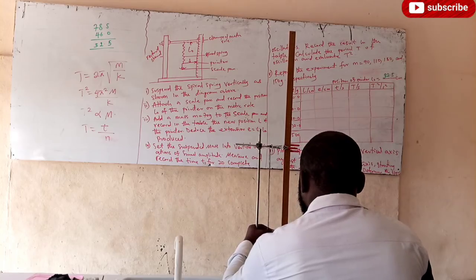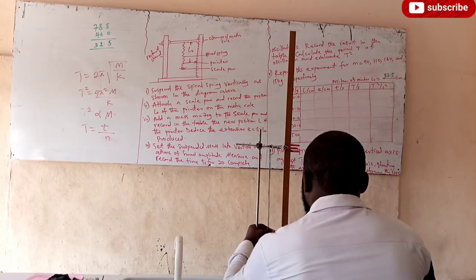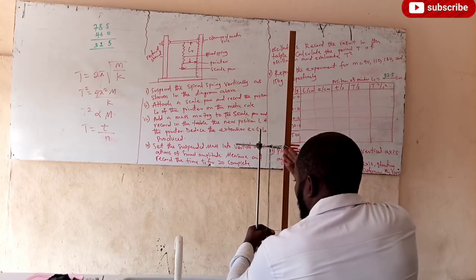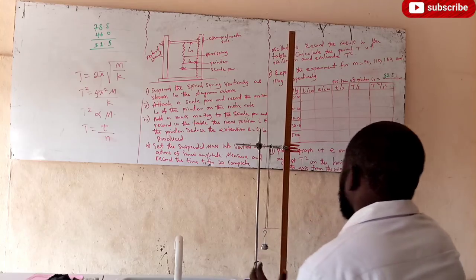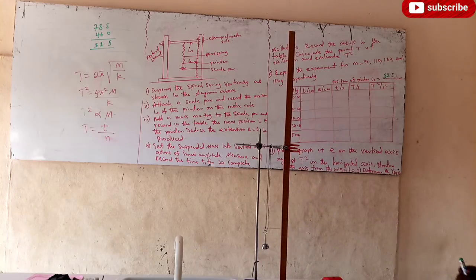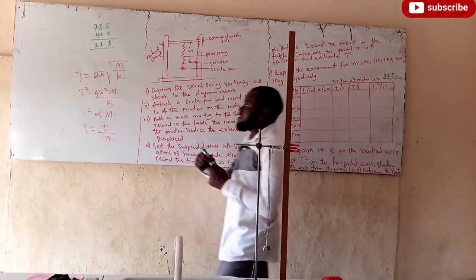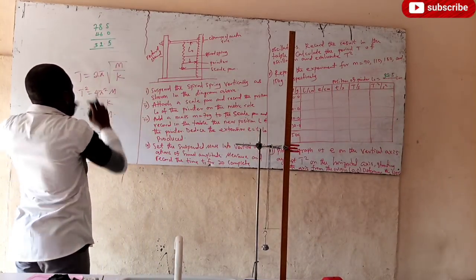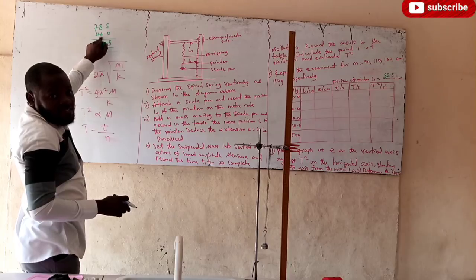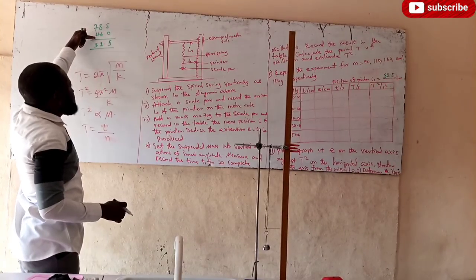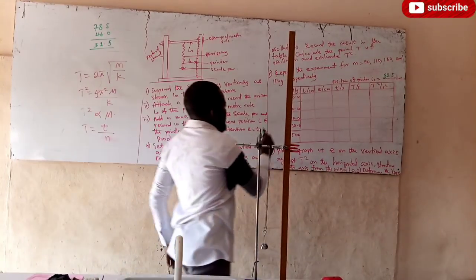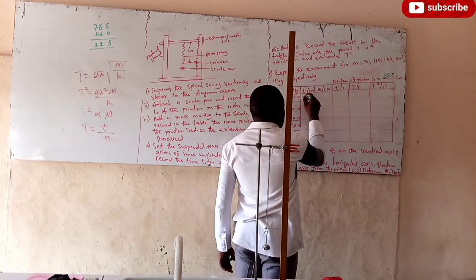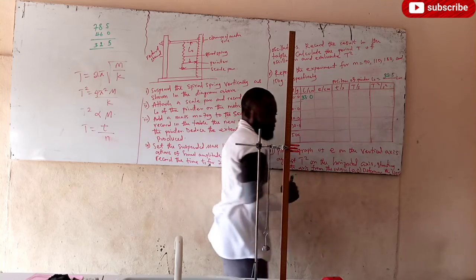If you look at the new length now, please don't pull this string, don't pull it. This is on 79. So if my new length is 79, remember that I'm starting from 46. So I'll say 79 minus 46, which is going to give me 33. So I'll record it as 33.0.